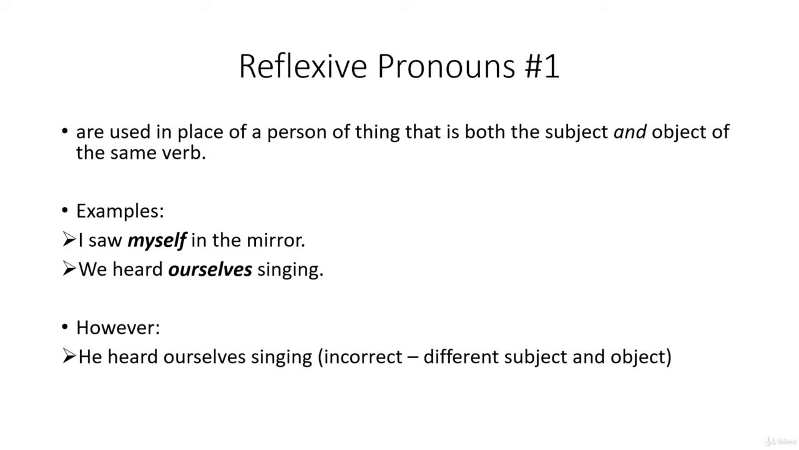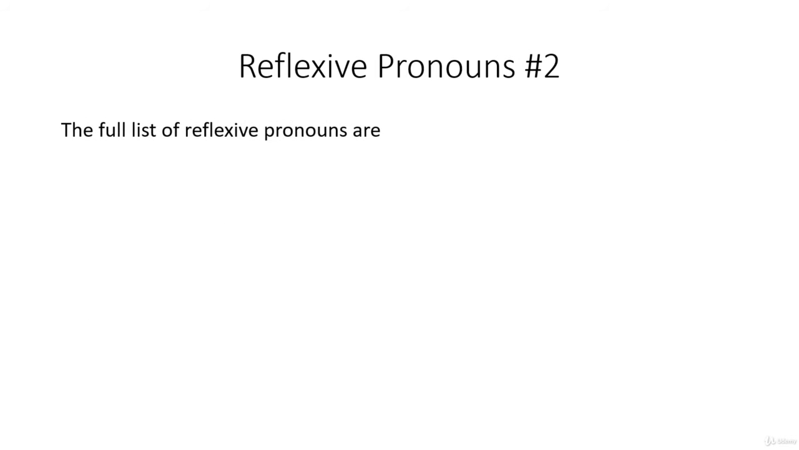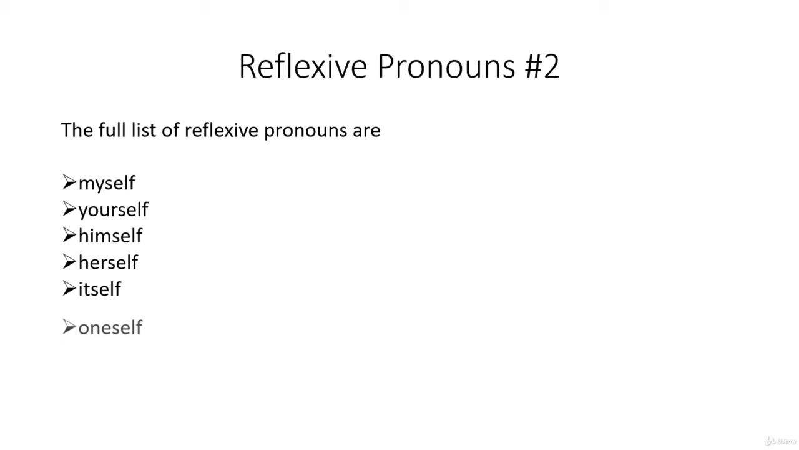However, he heard ourselves singing is incorrect because there's a different subject and object. The subject is he, and we were the ones who were singing. Correct would be, he heard us singing. The full list of reflexive pronouns are myself, yourself, himself, herself, itself, oneself, ourselves, yourselves, themselves.